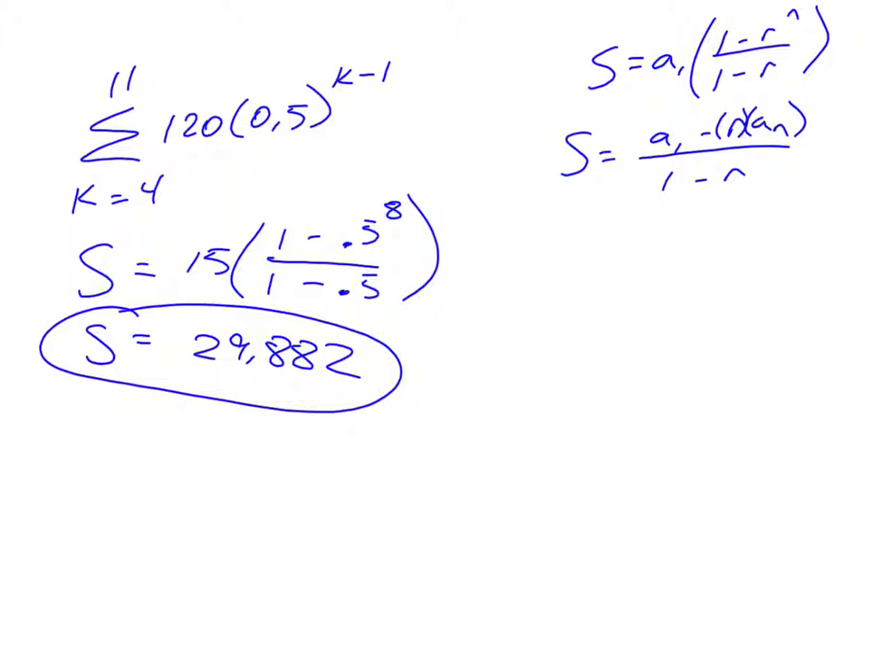Scott, how'd you find top minus bottom plus 1? 11 minus 4 plus 1. Alright, so 29.882. Kaylee, what does it represent? The sum of 8 terms. Sum of 8 terms in this series, that's correct.